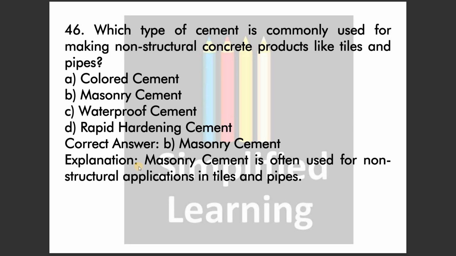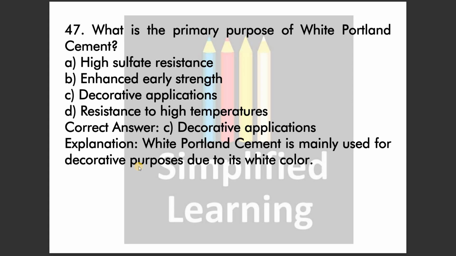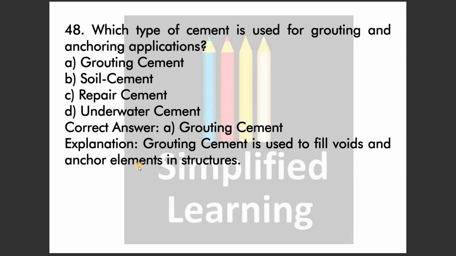Then which type of cement is commonly used for making non-structural concrete products like tiles and pipes? Okay, we are going to use masonry cement for that. What is the primary purpose of white Portland cement? The answer is decorative application. Obviously, it provides good aesthetics and appearance. That's why we are going to use the white Portland cement for that.